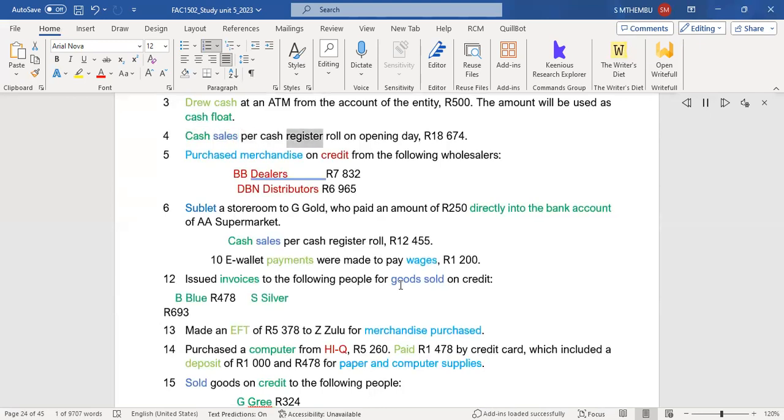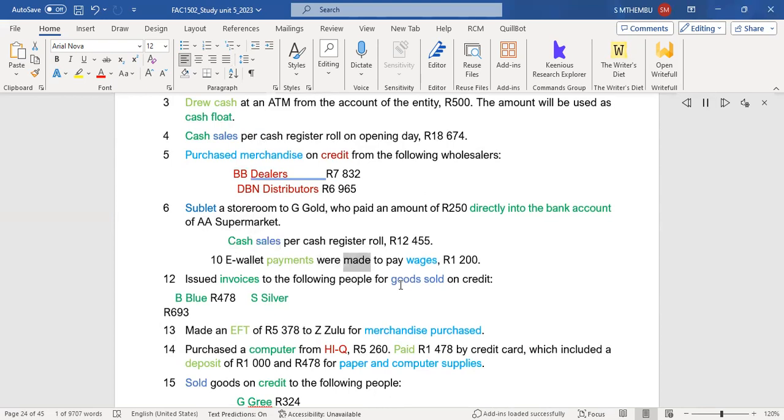Cash sales per cash register roll on opening day, R18,674. Purchased merchandise on credit from the following wholesalers. BB dealers, R7832. DBN distributors, R6965. Sublet a storeroom to G Gold, who paid an amount of R250 directly into the bank account of AA Supermarket. Cash sales per cash register roll, R12,455.